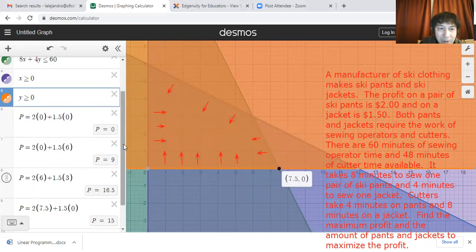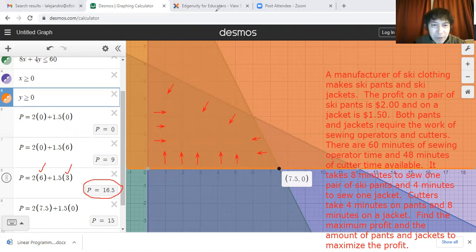So we have 4 computations, and the results are 0, 9, 16.5, and 15. Obviously, we have the maximum there. This is the maximum, $16.50, and that belongs to the point 6, 3. Over here, 6 and 3. That will be our maximum. So let's return to our screen.